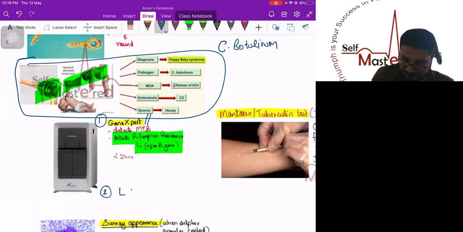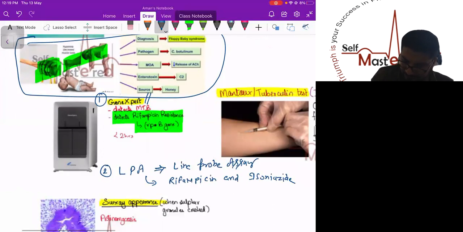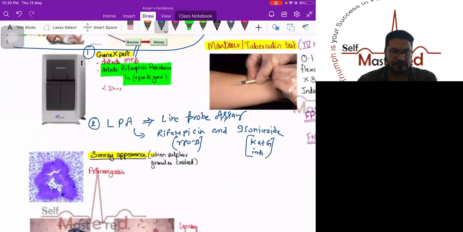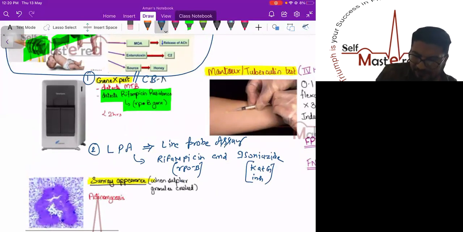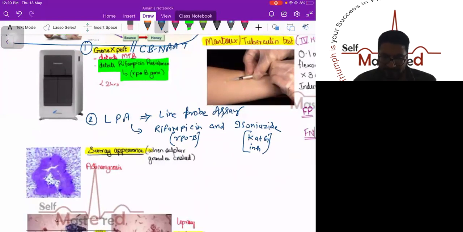The second method which we have is called LPA. LPA is line probe assay. This can detect both rifampicin and isoniazid resistance. Rifampicin resistance, I told you, is because of the RPOB gene. For isoniazid, remember the KatG gene and the InhA gene. Isoniazid resistance is due to the KatG gene and the InhA gene. We also call the GeneXpert CBNAAT, cartridge-based nucleic acid amplification test.